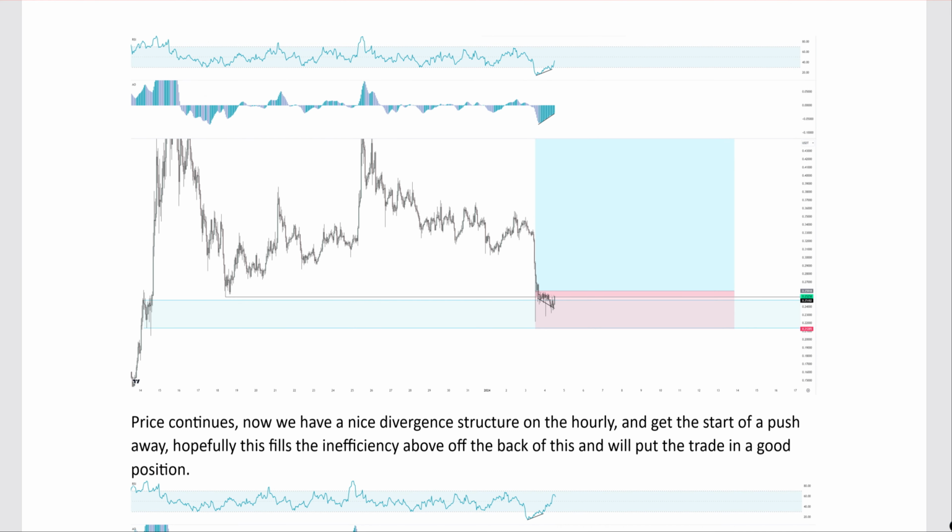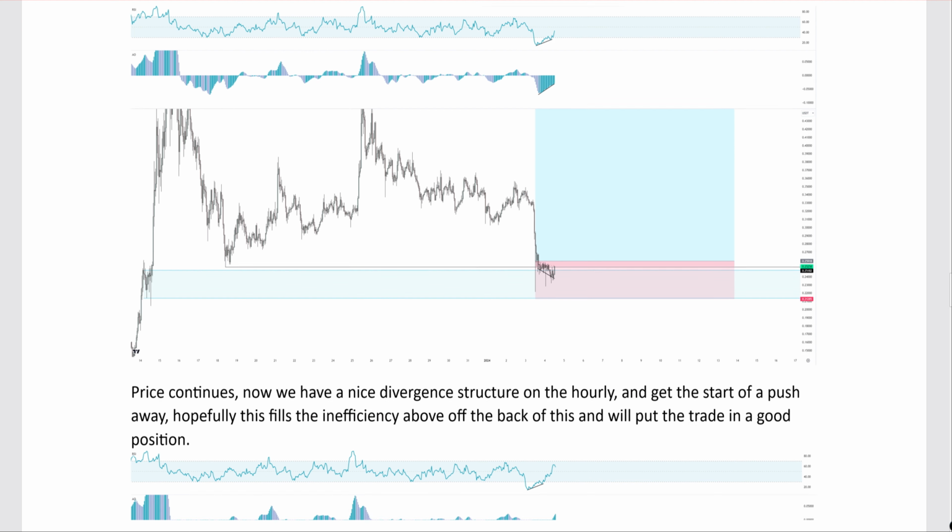Price continues. Now we have a nice divergent structure on the hourly and get the start of a push away. Hopefully this fills the inefficiency above off the back of this and will put the trade in a good position. So you can see now we're looking at the hourly picture. Clean divergences across the AO and the RSI, and we're coming down into demand again, but starting to push away.